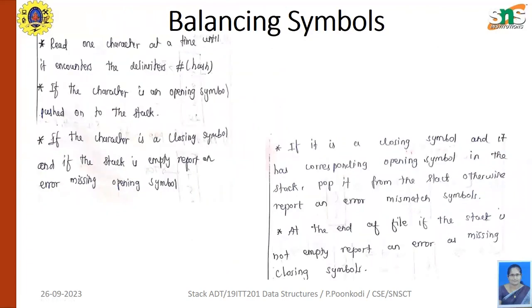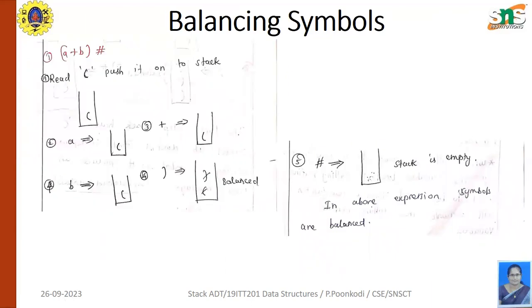And for balancing symbols, it will read the characters until it encounters the delimiter hash. Whenever it encounters this augmented variable, it will stop reading and check for matching. The given example: the open bracket is pushed onto the stack. Then the next is an operand, so it is omitted. Plus will be placed onto the stack.